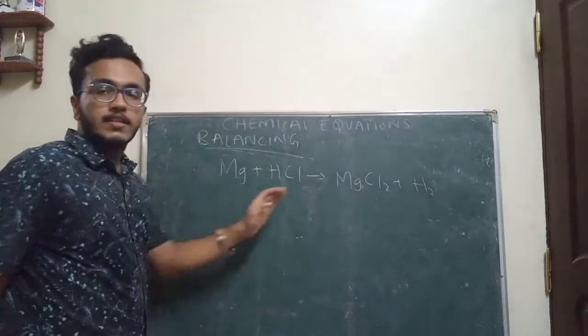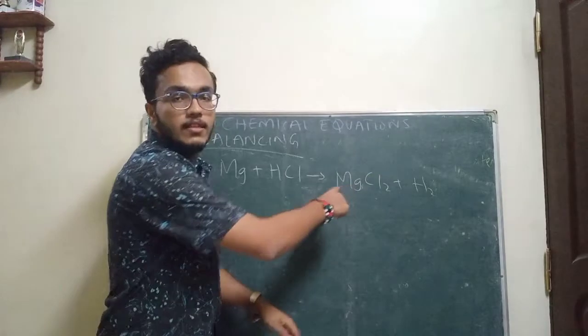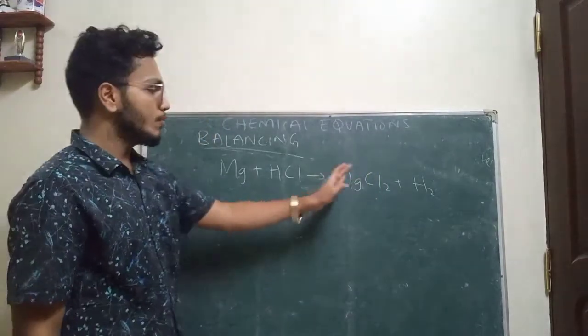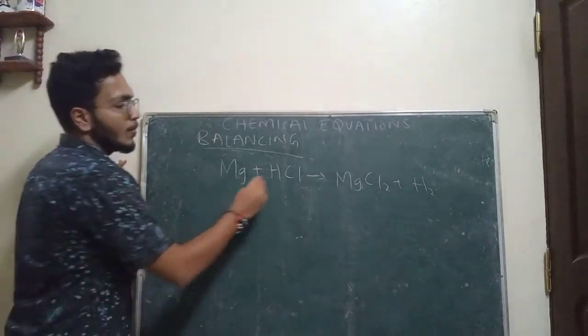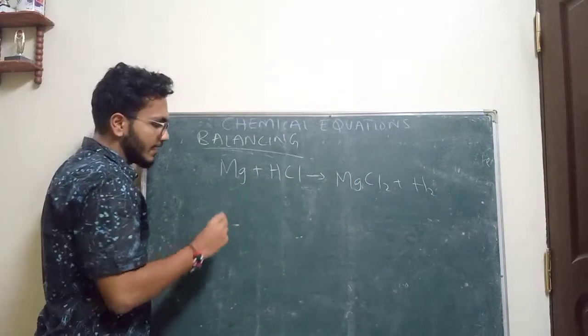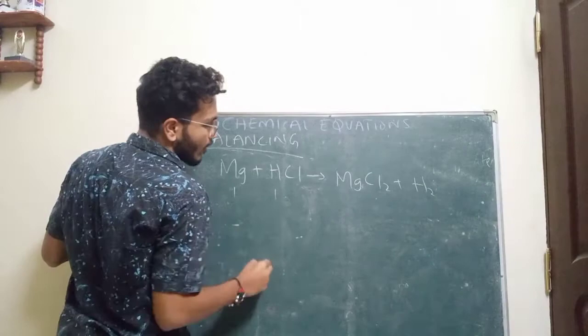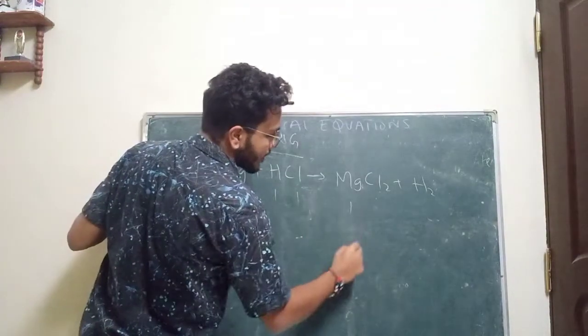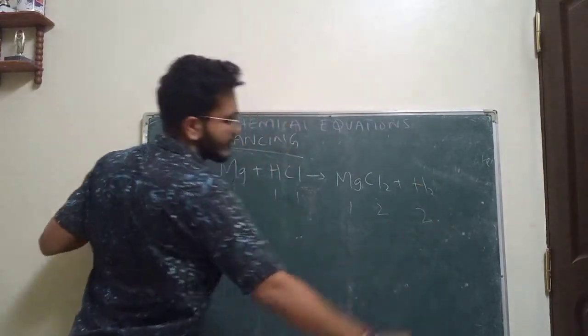Where did I get magnesium chloride from? Magnesium being valency 2, chlorine being valency 1. When you cross the 2, chlorine gets the 2, so magnesium chloride. How do you balance this? How many atoms of magnesium are reacting? 1. How many of hydrogen? 1. How many of chlorine? 1. However, how many have been formed? 1 of magnesium, 2 of chlorine and 2 of hydrogen.